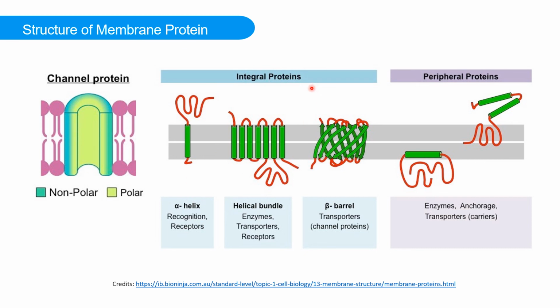Moving on to the integral proteins and peripheral proteins. These proteins will adopt one or two tertiary structures, such as alpha helix, helical bundle, or beta barrel. And here at the bottom, there is a list of the functions based on their structures as well.